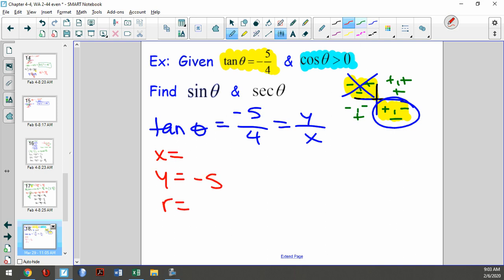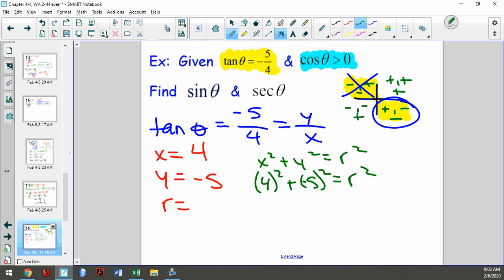Y is negative 5, x is positive 4. I have to find r. How do I find r? x squared plus y squared is equal to r squared. So x is 4 squared, y is negative 5 squared. So 16 plus 25 is equal to r squared, which gives you 41 is equal to r squared.